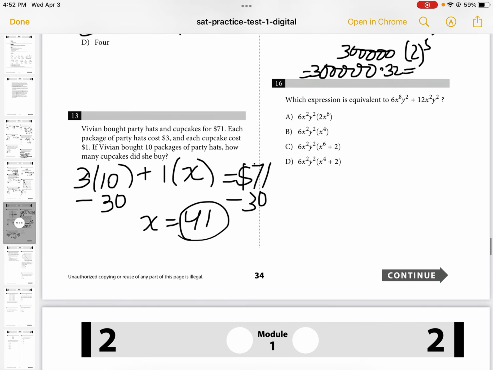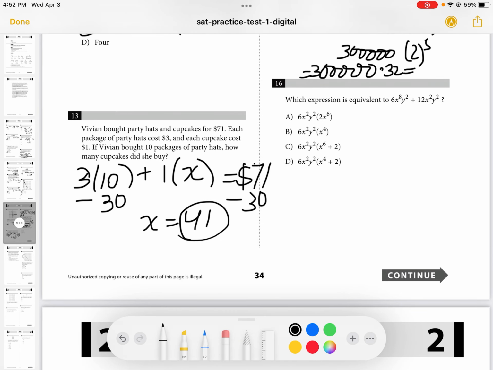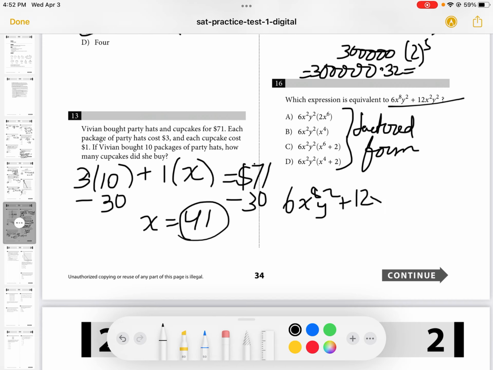We move on. Number 16, which expression is equivalent to 6x to the 8th y squared plus 12x squared y squared? So clearly, we're looking for the factored form. Now let's work one by one. We have the coefficients 6 and 12. What's the GCF of those coefficients? Well, that's 6.